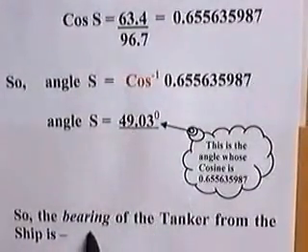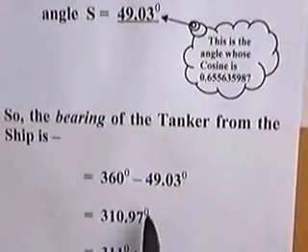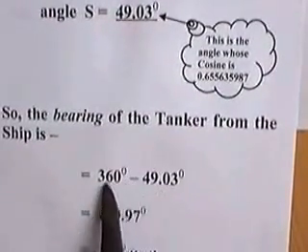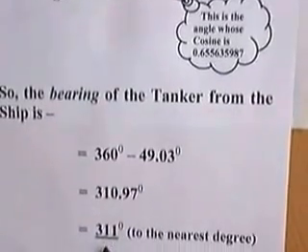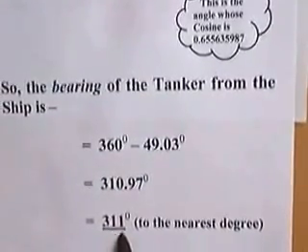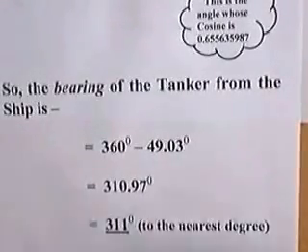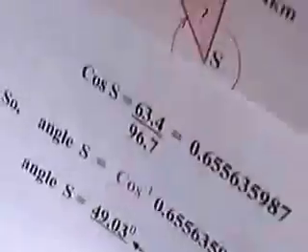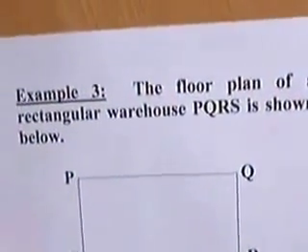So, we found the angle at S. We can now find the actual bearing of the tanker from the ship. We've got to take away the 49.03 from 360 degrees, and we will get this angle here, or to the nearest degree, 311 degrees.